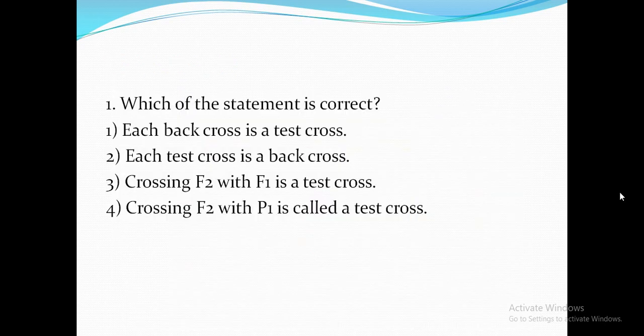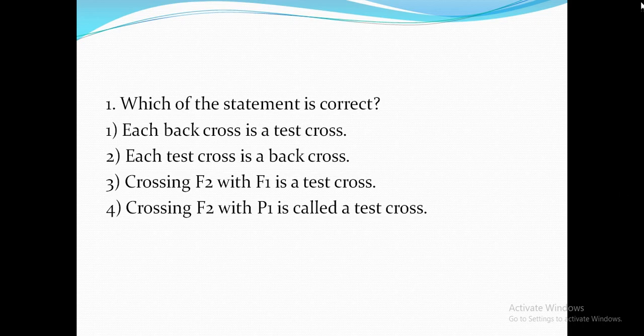Now let's solve a few questions related to monohybrid cross and test cross. Question number 1. Which of the statements is correct? Each back cross is a test cross. Each test cross is a back cross. Crossing F2 with F1 is a test cross. Crossing F2 with P1 is called a test cross.